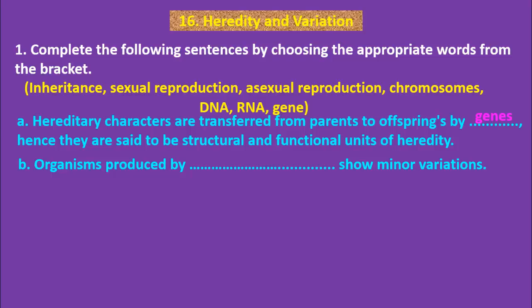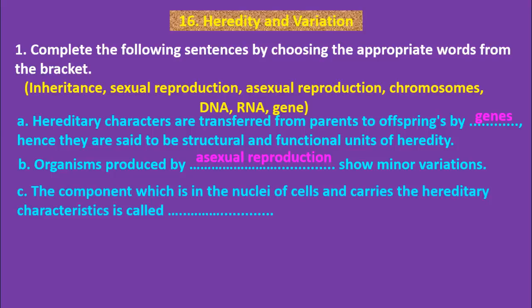B. Organisms produced by dash show minor variations. Asexual reproduction. Organisms produced by asexual reproduction show minor variations.